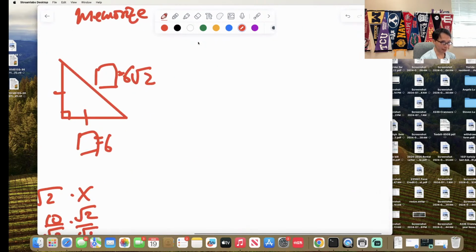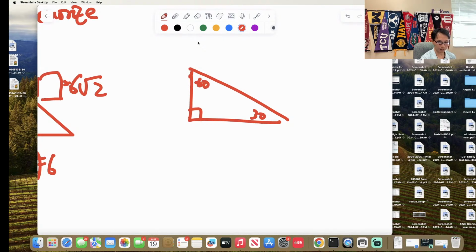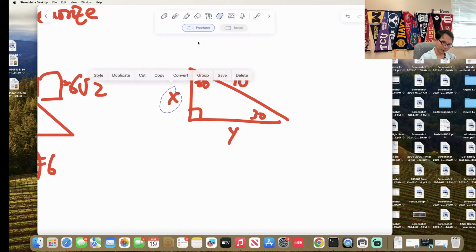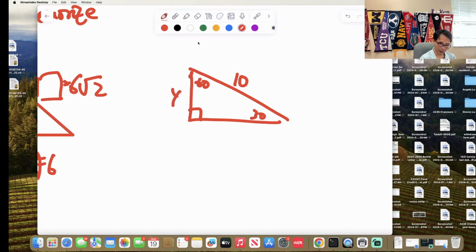Okay, so now next thing is this. What if I have this case? 30, 60, 90. And I have this side is, actually, I have this side is 10. Can you figure out the x and can you figure out the y? Actually, let me switch this. I'm going to try to trick you, see if that works or not. This is y, this is x. Figure out y and x.